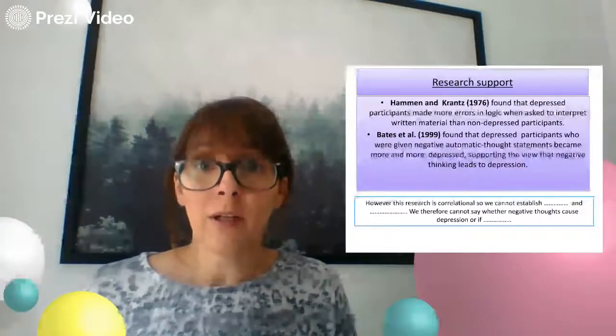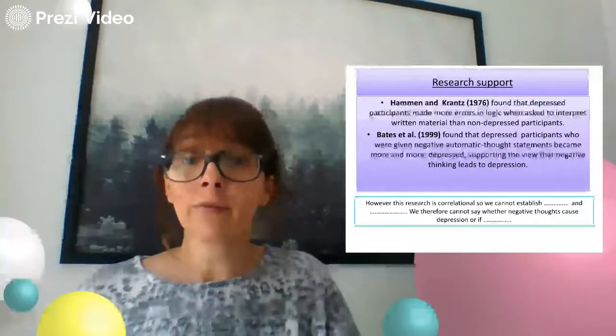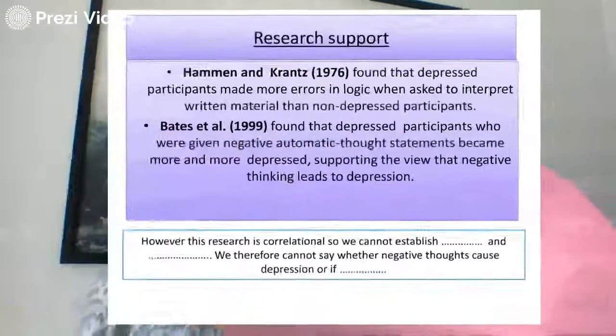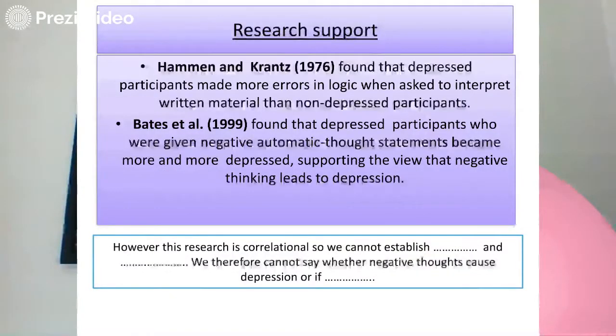So we've got some evaluation points here. We'll start off with a little bit of research support. So we've got two studies here. The first study found that depressed patients made more errors in logic when they were asked to interpret written material. So basically what they would do is give some statements to individuals who were suffering from depression, and they would ask them to interpret what was happening. So kind of like we've just done with Molly, and they interpret it in a negative way.